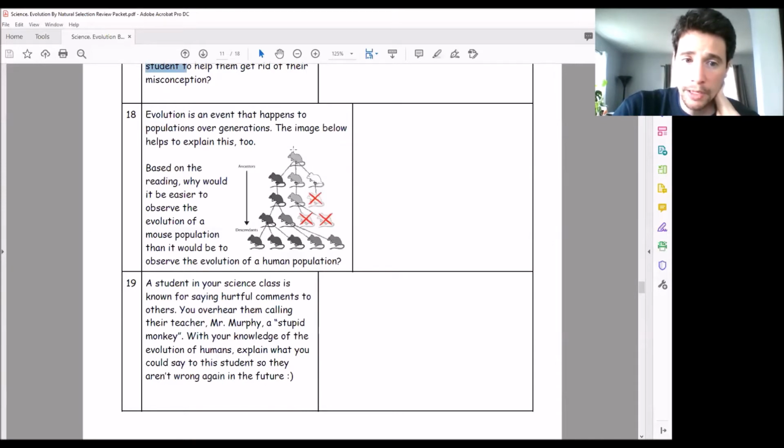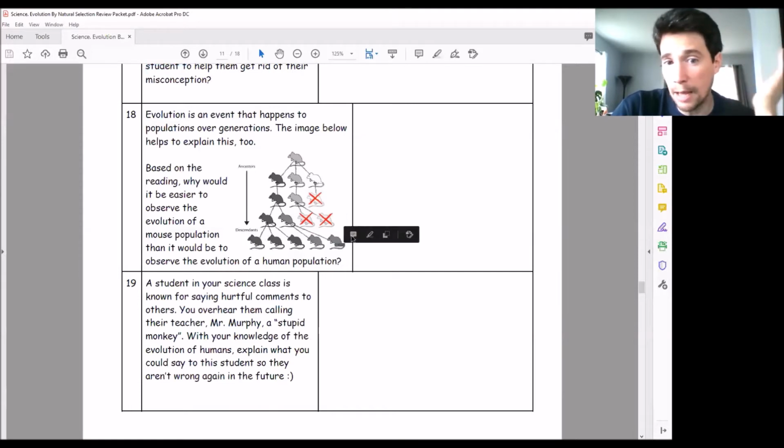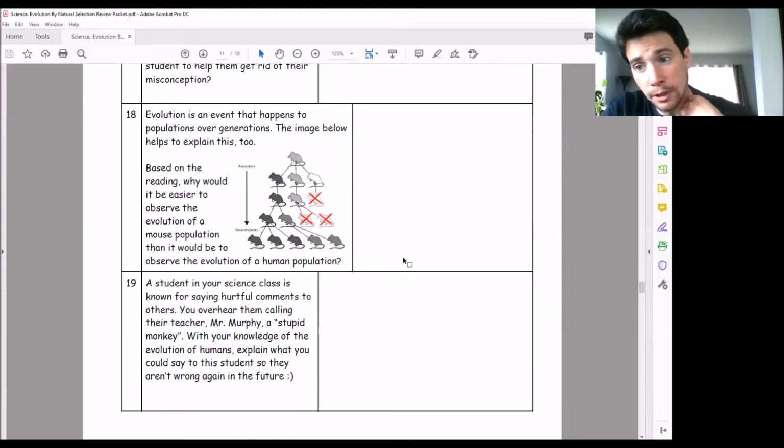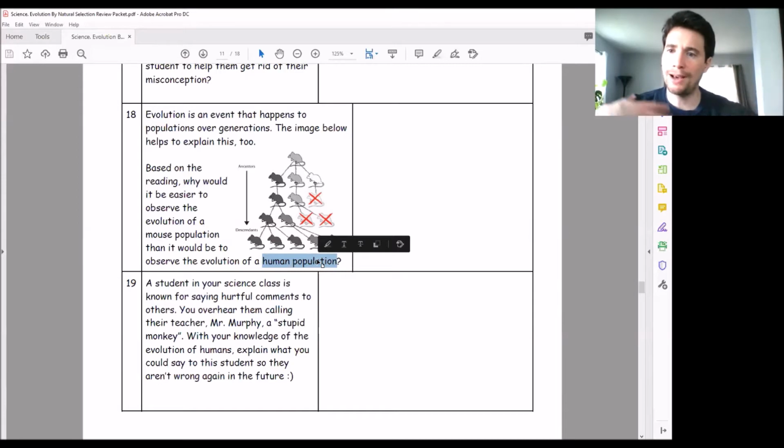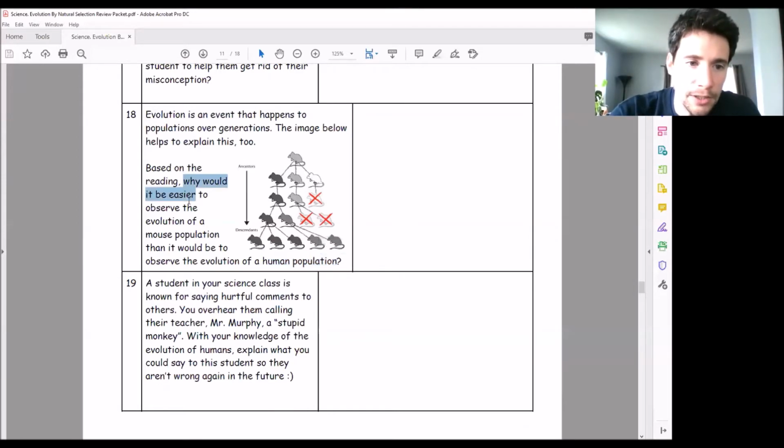We started out with this grayish type mouse. The population was grayish, and now the population ends up quite darker because of something that happened in the environment. Maybe there were more predators killing the white colored mice because maybe they didn't camouflage or blend in as much. So why would it be easier to observe the evolution of a mouse population than the evolution of a human population? So think about, again, how long it takes for the next generation, okay? So why would it be easier to observe is what you're highlighting there, okay?